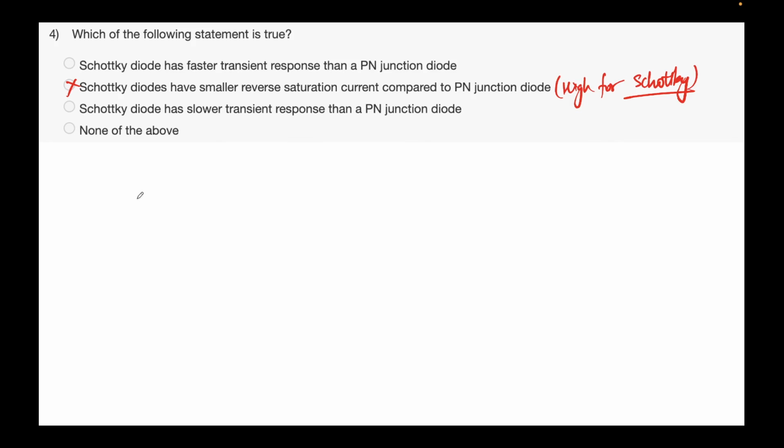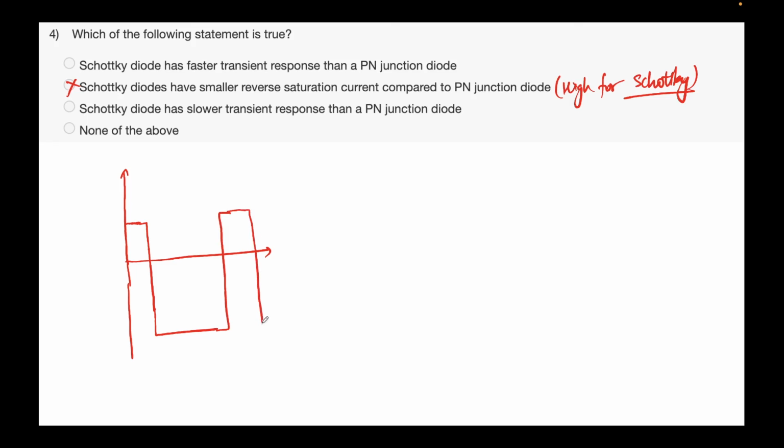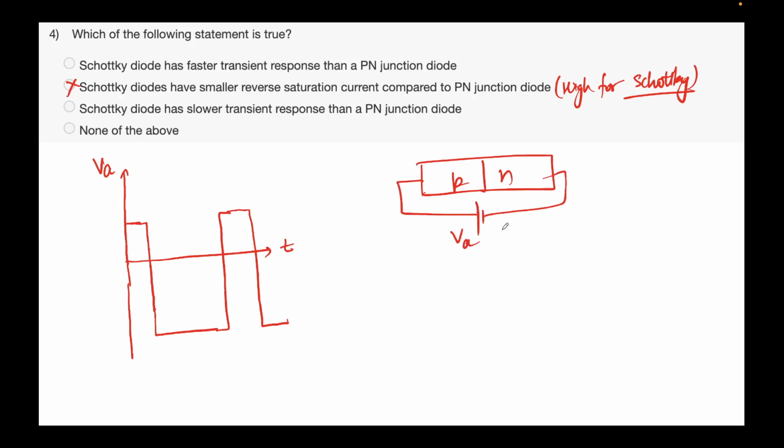So this I need to illustrate a bit. What I'm talking about here: let's say you are operating in some forward bias, and then you switch it to the reverse bias, and then after a certain point of time, again you switch it to the forward bias. Let's say you have such an application. So this is the V applied, and this is time, and you are doing this exercise on a PN diode as well as on a Schottky diode.